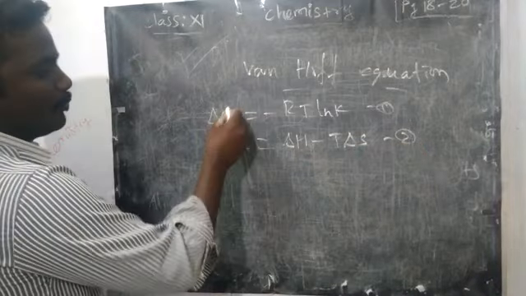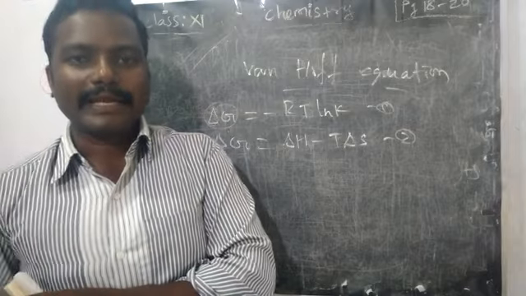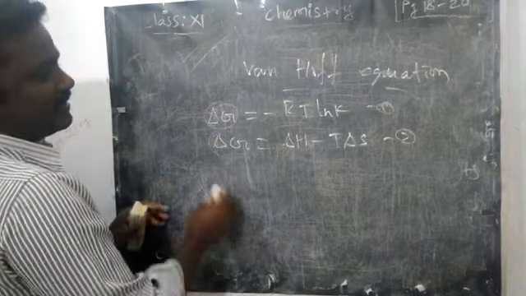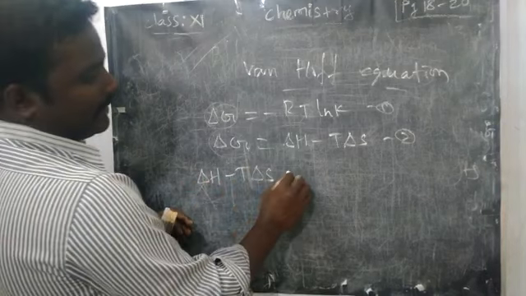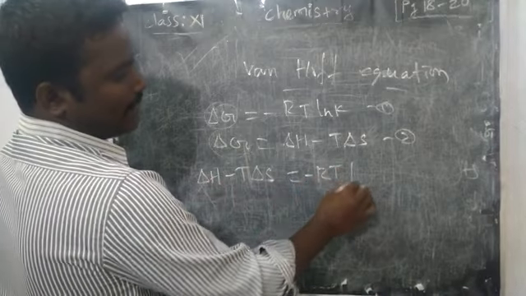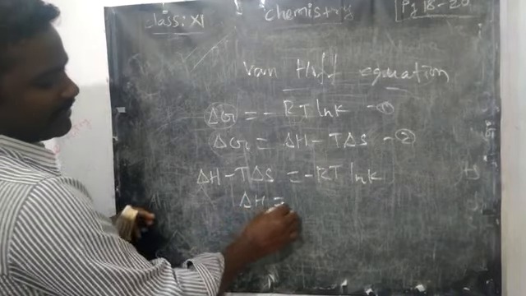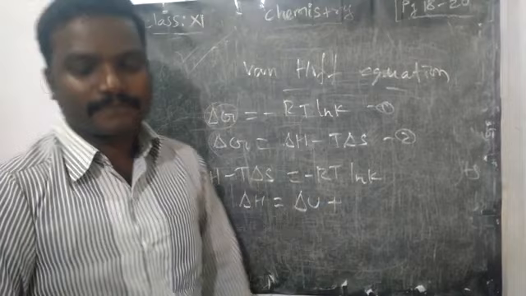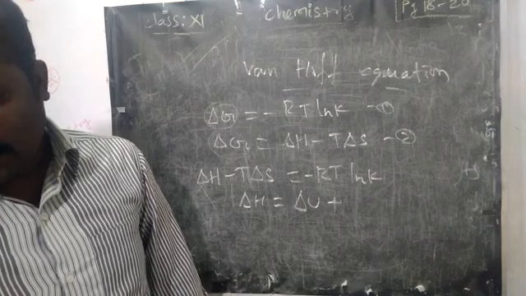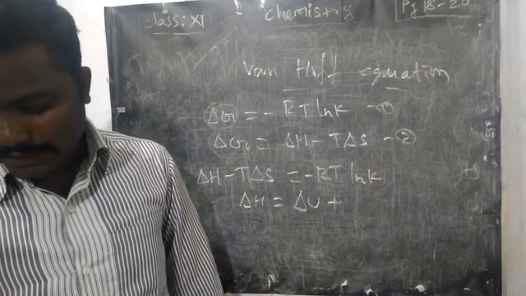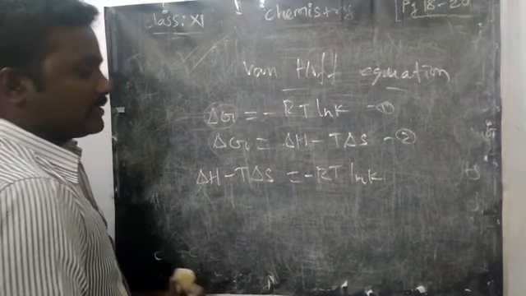Equation 2. So both the first and second have similar things on the right-hand side. So you can equate the first and second. So delta H minus T delta S is equal to minus RT ln K. But we know very well delta H value is nothing but delta U plus delta nRT. Here we need not apply it. Later we will apply. So take it as the same equation.